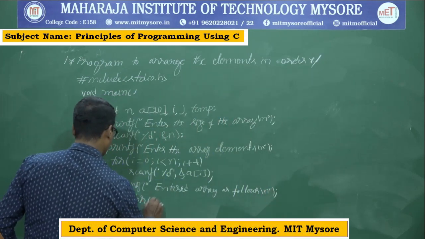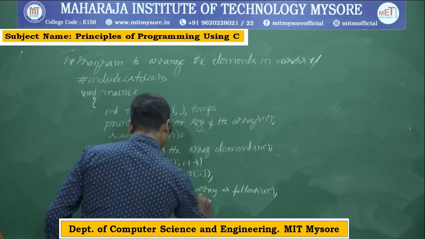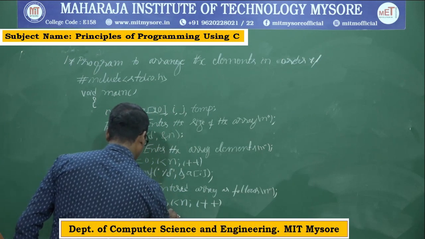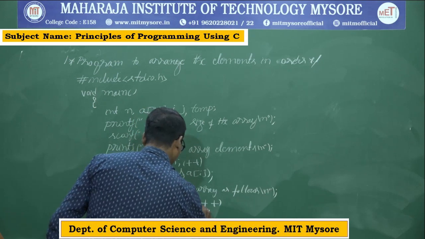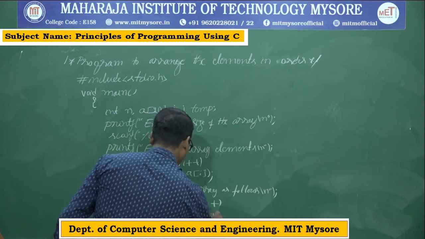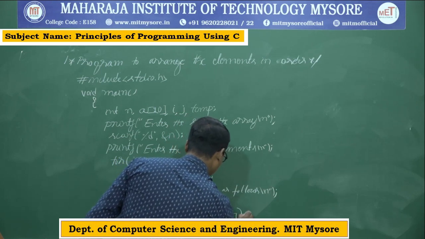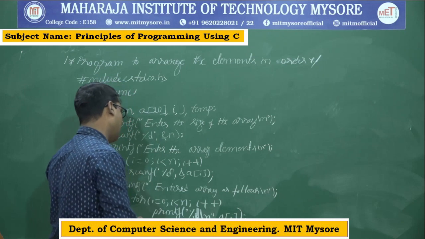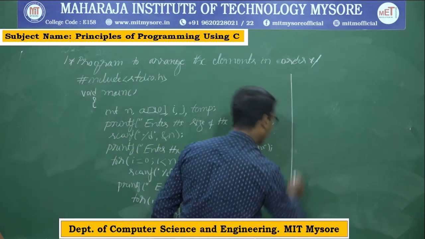For i is equal to 0, i less than n, i plus plus, printf "%d\n", a of i. Okay, this is for displaying the array elements. Next is the important step, sorting.